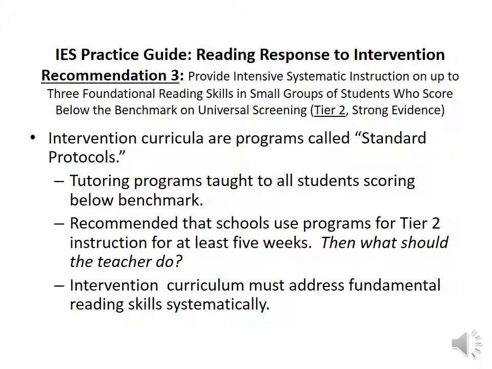Recommendation 3. Provide intensive, systematic instruction on up to 3 foundational reading skills in small groups of students who score below the benchmark on universal screening. This is Tier 2 and it has strong evidence.